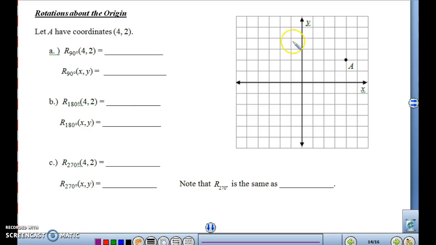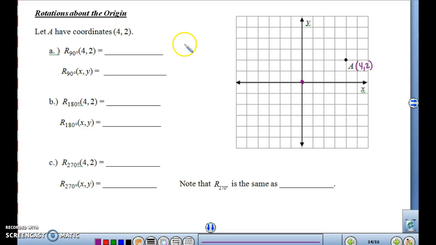So let's look at A. We have point A that has coordinates of (4, 2). This is the point (4, 2) right here. Now, if I want to rotate this 90 degrees around the origin, the origin is my fixed point. So I want to imagine that I am turning this point like a wheel going around. So the origin has to stay in place.